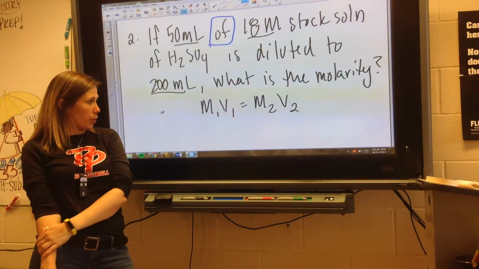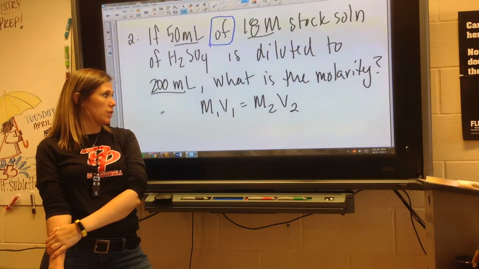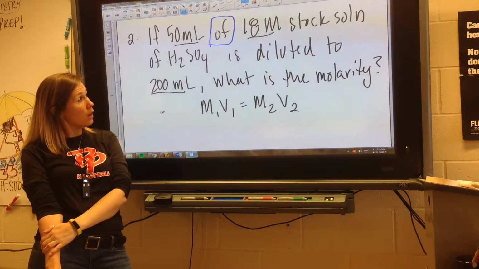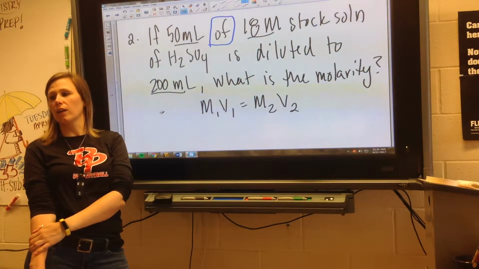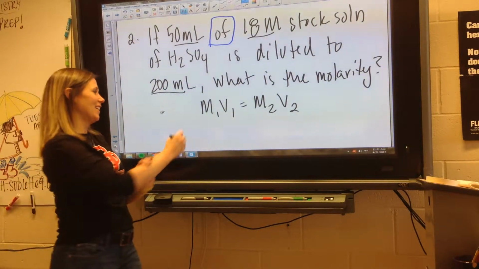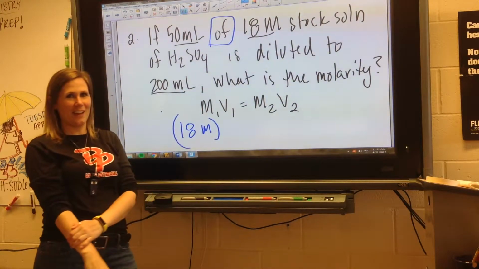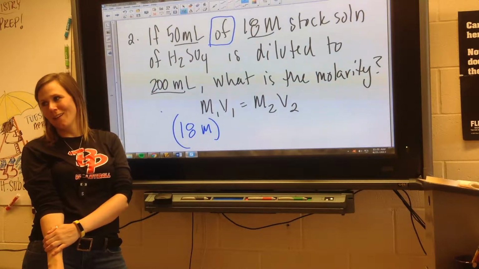Okay, again, we have the formula M1V1 equals M2V2. What is our M1 value, Destiny? Oh, sorry, I'll give you a second to write it down. My bad. You guys don't already have this down?